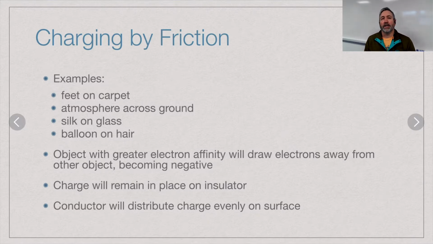The reason this works is because 2 surfaces of different substances are rubbed against each other, and one of the substances has more electron affinity. Electron affinity is the ability to attract electrons. And if the substances have different electron affinities, the one that has a greater affinity for electrons is going to take electrons away from the other one. So the one that has a greater electron affinity will become negatively charged. The one that has less electron affinity will become positively charged because it lacks electrons.